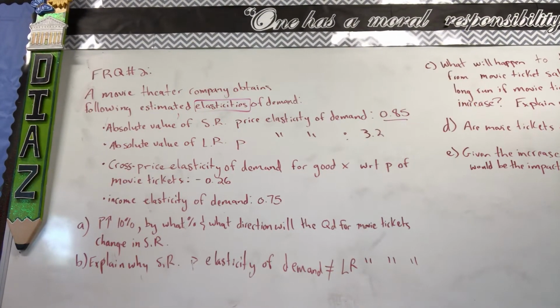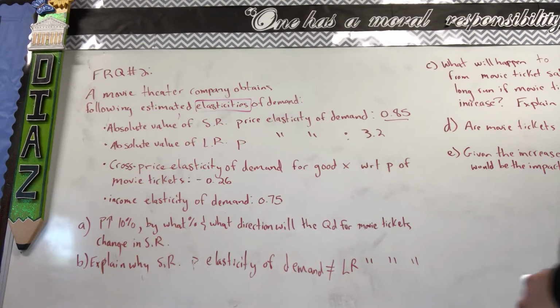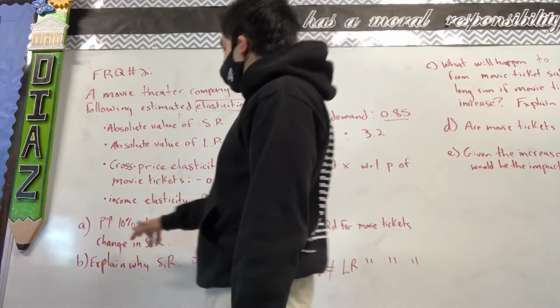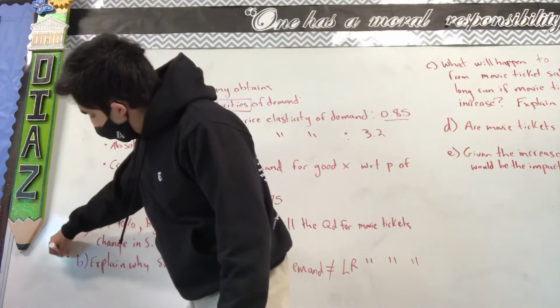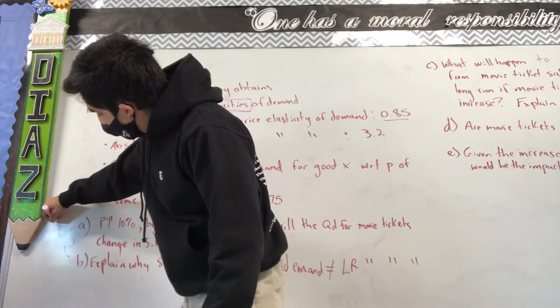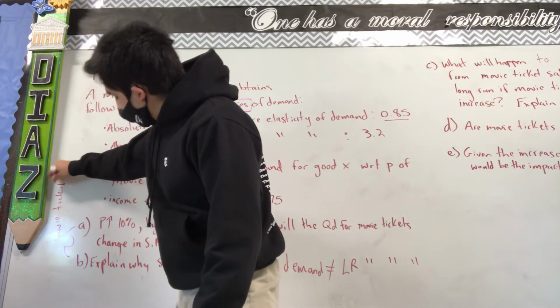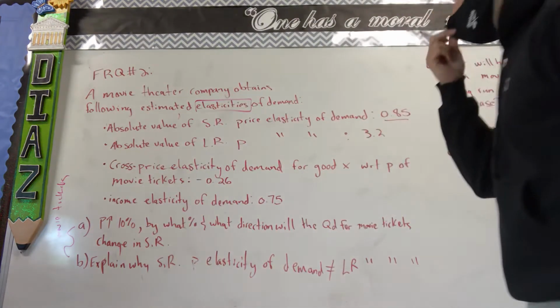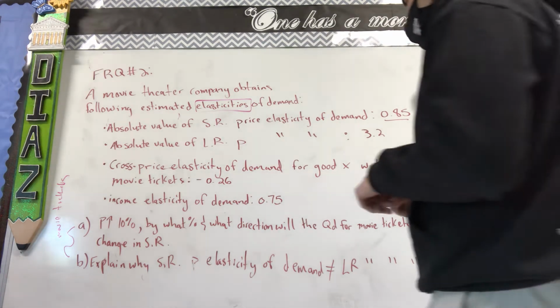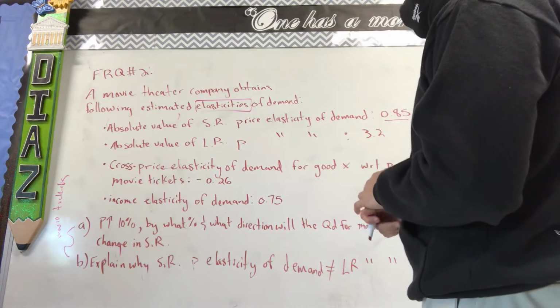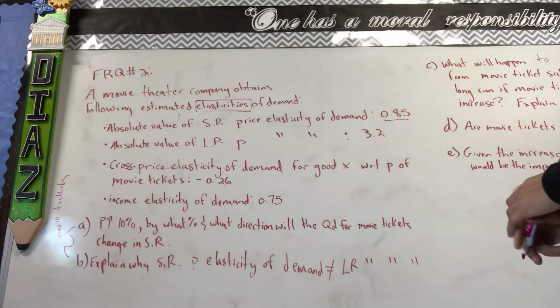Okay. So then for part one, it says what happens if the price of the good goes up by 10%. So the good they're talking about is actually movie tickets. So movie tickets have a short-run price elasticity of demand of 0.85. Yes. So if the price goes up by 10%, by what percentage and in what direction will the quantity demanded for movie tickets change in the short run?